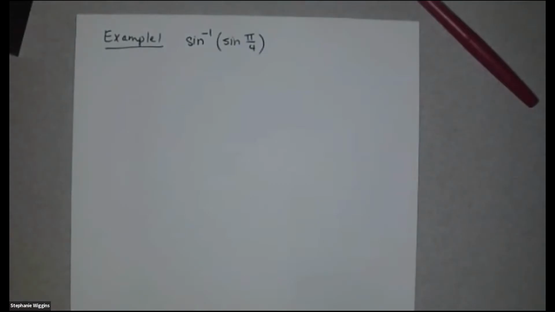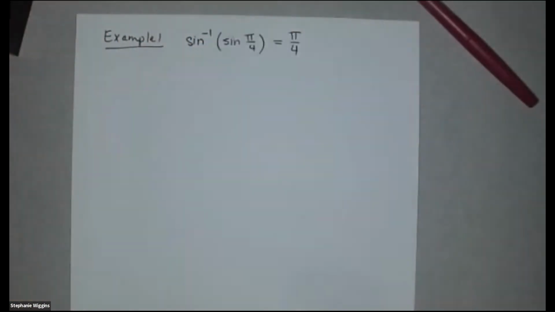We have sine inverse of sine pi over 4. Okay? What is the answer to that? We're not going to use our calculator, okay? What is sine inverse of sine pi over 4? Remember what I just told you? One undoes what the other one does. So if you put in a pi over 4 and take the sine and then immediately take the sine inverse of that, what are you going to get? You're going to get pi over 4.